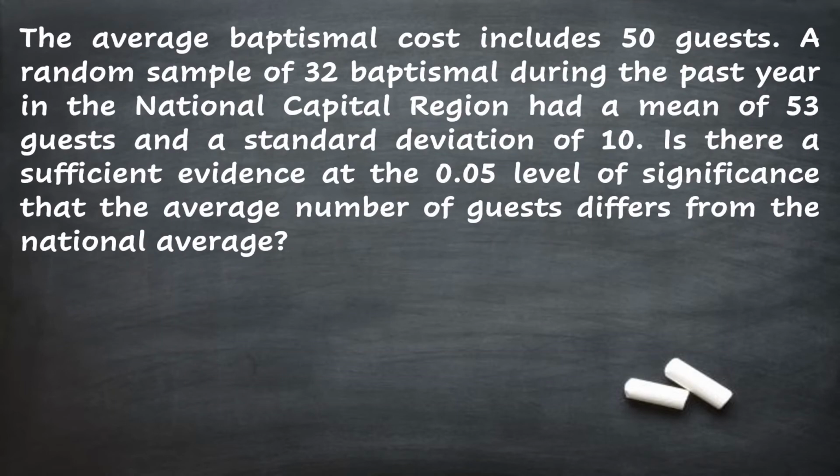Let's say this is your given word problem, and from this one, we will formulate your null and alternative hypotheses. Let me read the problem first. The average baptismal cost includes 50 guests. A random sample of 32 baptisms during the past year in the National Capital Region had a mean of 53 guests and a standard deviation of 10. Is there sufficient evidence at the 0.05 level of significance that the average number of guests differs from the national average?